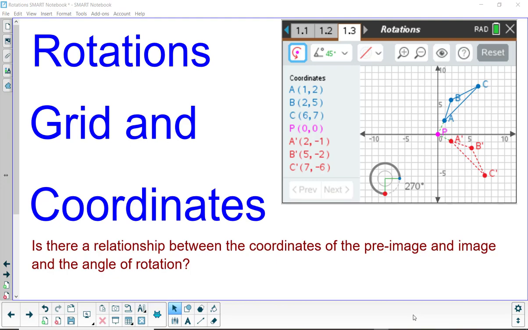This is the fourth video on rotations in the transformational geometry unit. What we're going to do is investigate: is there a relationship between the coordinates of the pre-image and image and the angle of rotation? So this is what we're going to do. Play, investigate, explore, discover if there's a relationship and what it is and how to represent it.